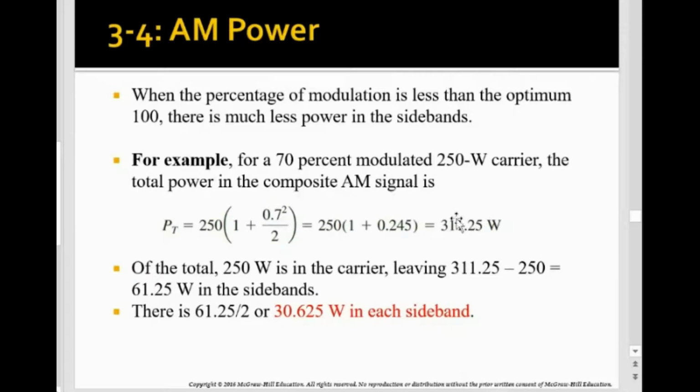If you subtract carrier power, 311.25 minus 250 watt carrier power, you have 61.25 watts in the sidebands. How much power is each sideband having? 61.25 divided by 2, you have only 30.625 watts in each sideband. You can see out of 311 watts, you have only 30 watts in each sideband when your modulation index is less than 100%.